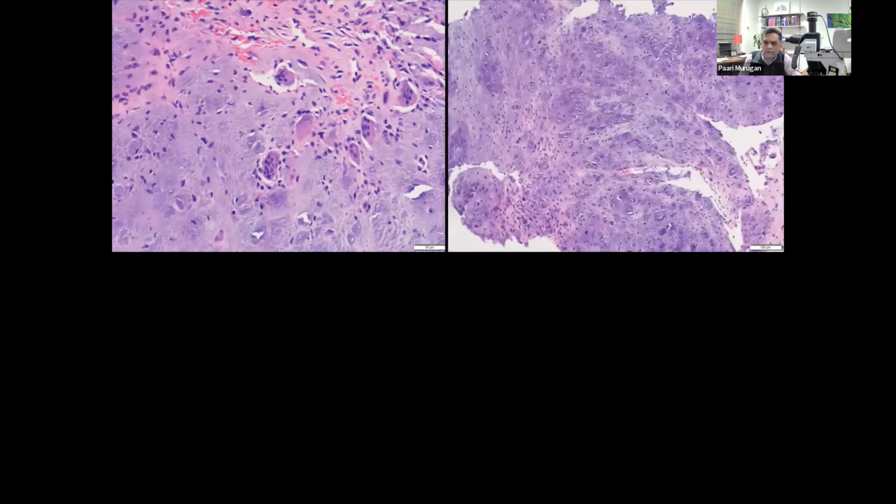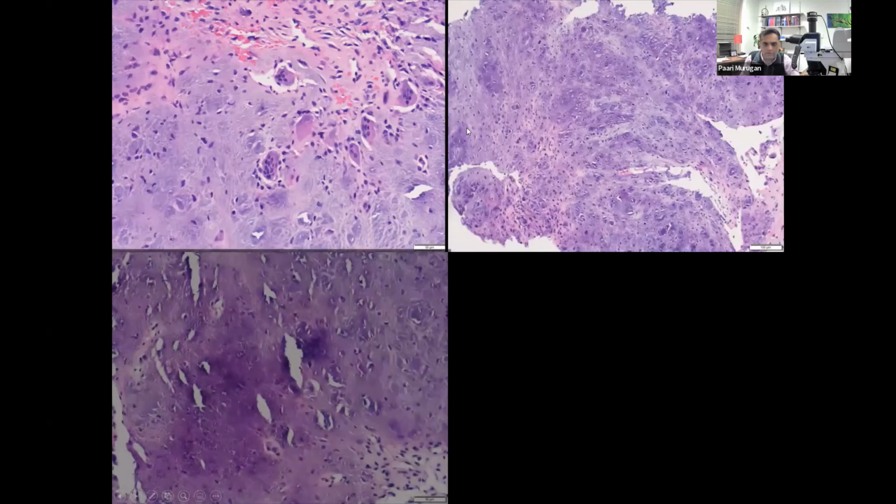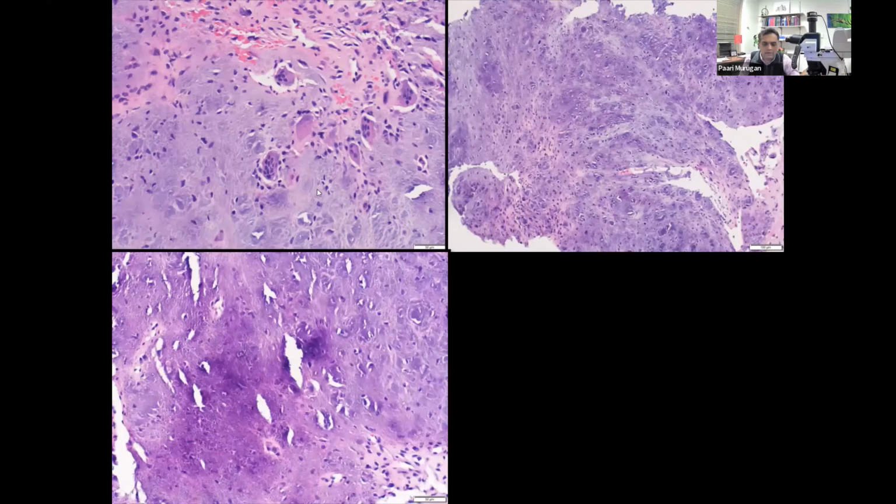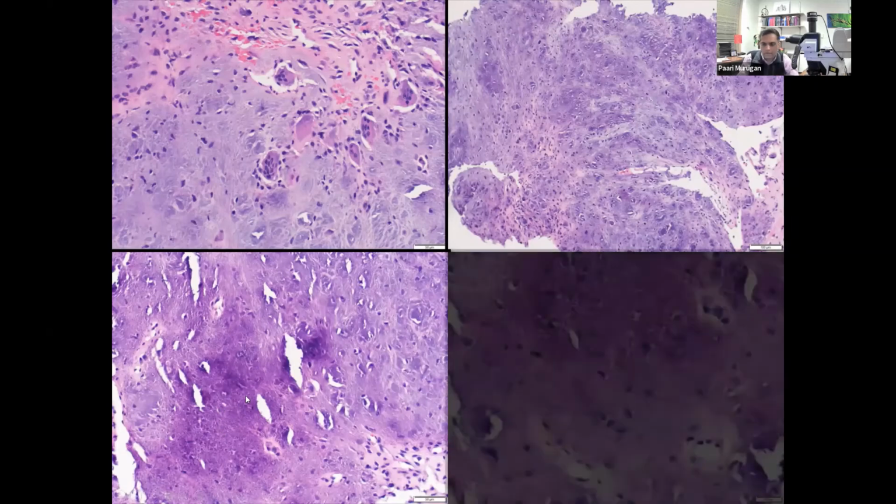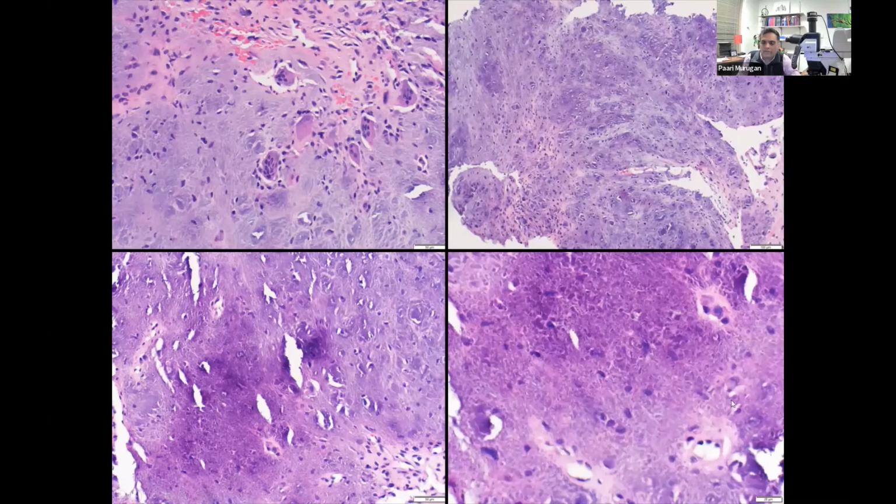And then other areas actually do show a transition to perhaps what is more closely resembling chondroid matrix now. So maybe this is trying to change into cartilage. And then finally, we see areas where there is some dirty appearing or grungy appearing calcification. So this is granular calcified material, which is better seen in this high power view. So that's what we have from the biopsy.